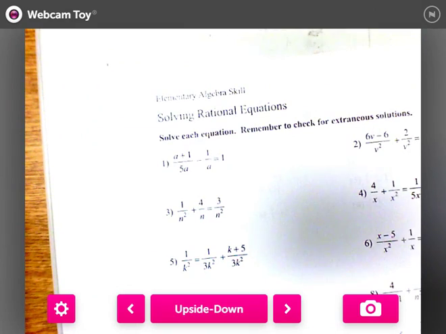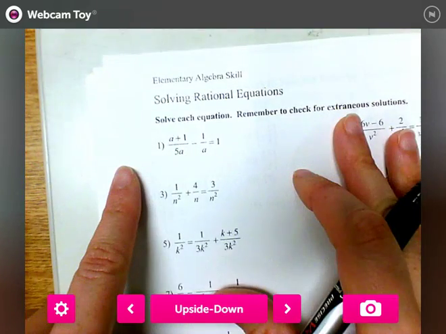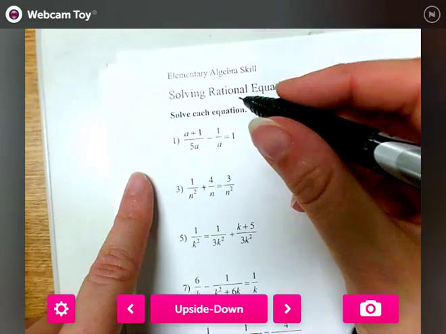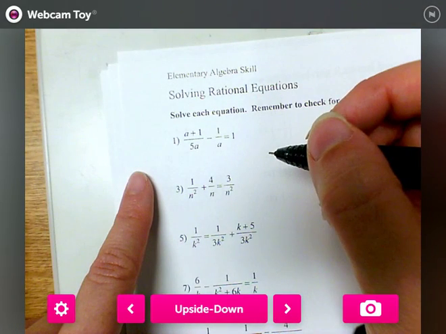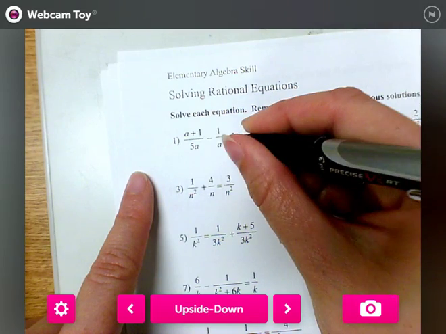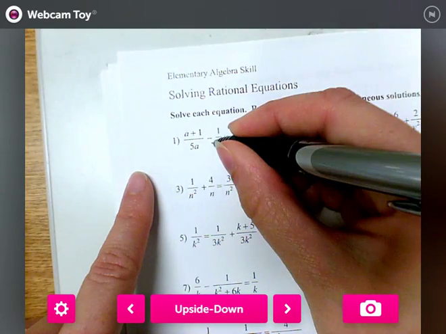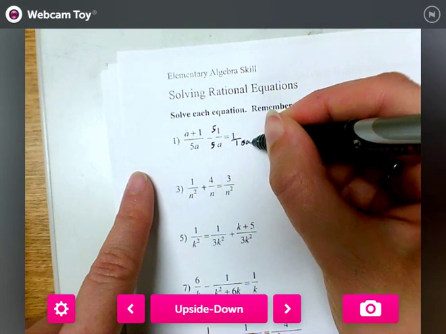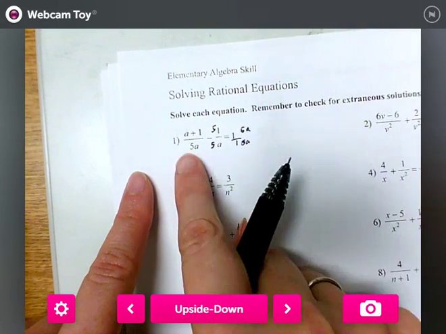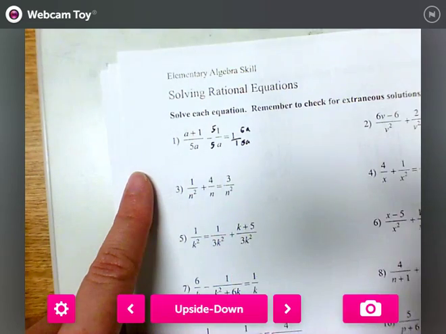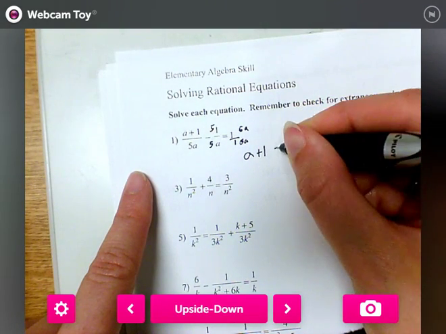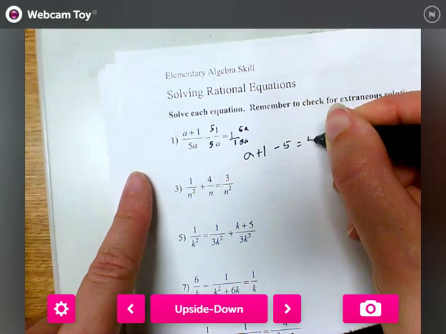Okay. All right. So for number 1, I've got 5a on the bottom. I've got a on the bottom. And if we have a 1, what is really on the bottom of a 1? 1. Okay? So a 1 on the bottom. So I'm going to multiply this top and bottom by 5, this top and bottom by 5a. Okay? All the bottoms are the same, so I can just ignore them. And I have a plus 1 minus 5 equals 5a.